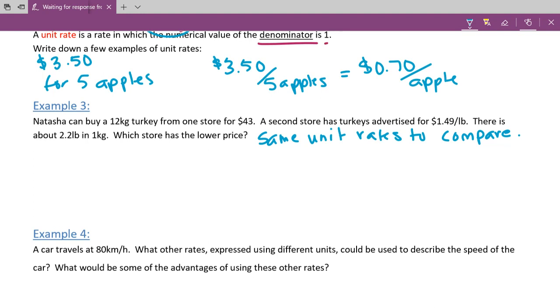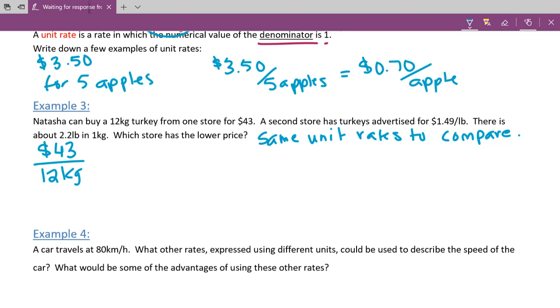Because we're talking about dollars per pound for the other one, I'm going to put dollars on top. I'm going to call this $43 per 12 kilograms. Right? It's still a rate. It's still a comparison of dollars to kilograms, but it's not a unit rate. Let's deal with those units first.